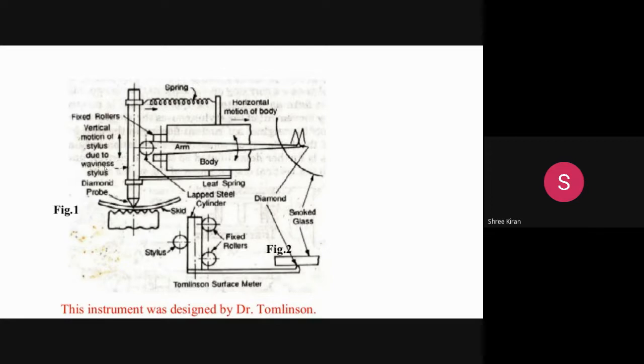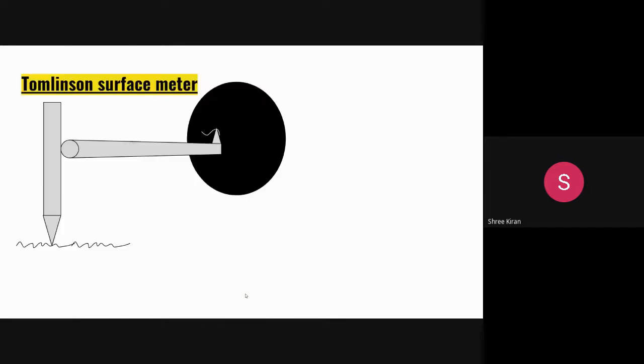What happens is we have fixed rollers, and vertical motion of the stylus due to waviness, with a diamond probe. So we can measure the unevenness with the help of a stylus, and we have a spring which absorbs the vibrations so we can understand the difference. This is the smoke glass and diamond tip where we understand the difference, and it will be shown here. The graph will be plotted here regarding the unevenness on the surface. This is what happens with respect to a Tomlinson surface meter.